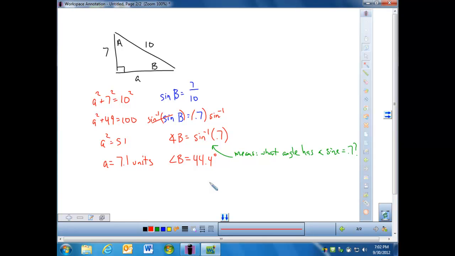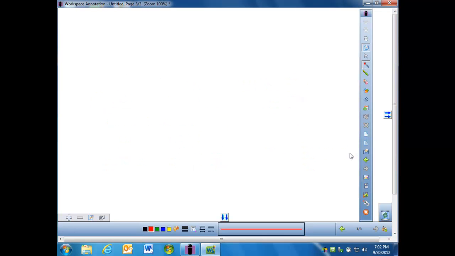Now we have that angle. Again, finding angle A is pretty easy using complementary angles. Subtract that out, and you get about 45.6 degrees for angle A. I went through these pretty quick, so make sure that you take some time with the practice problems in class, making sure you know how to do these given various problems.